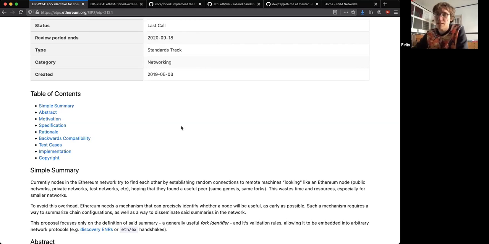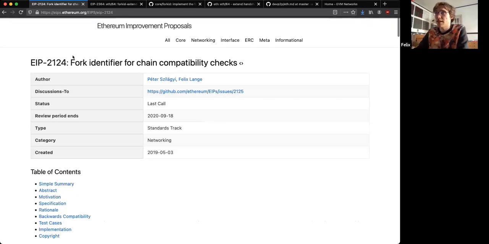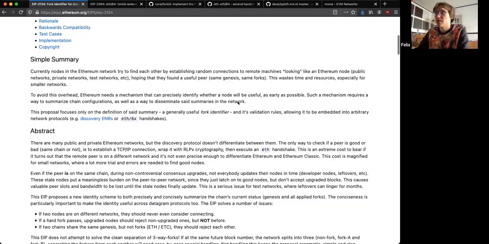So what we ended up choosing is this idea that the fork identifier is a number which somehow contains the Genesis block hash and the block numbers of all of the scheduled hard forks that have occurred in the network. And the way it works, I can quickly show it here.